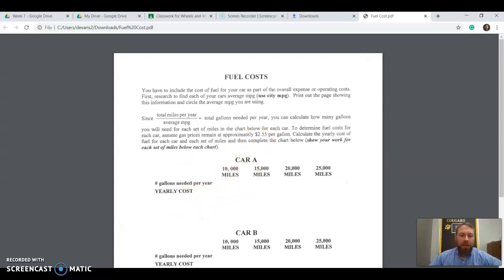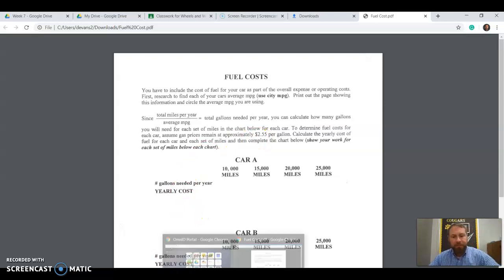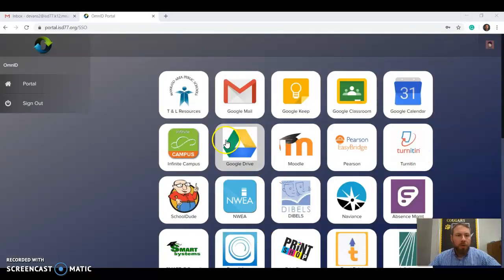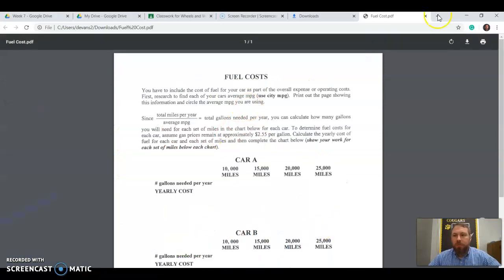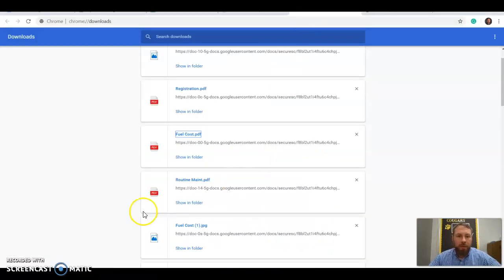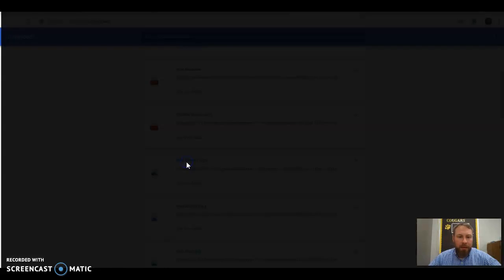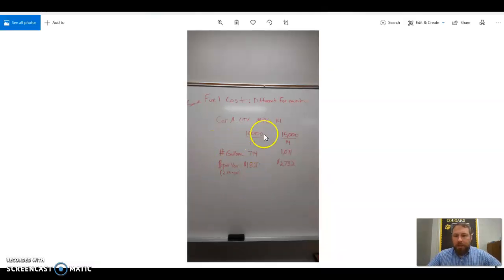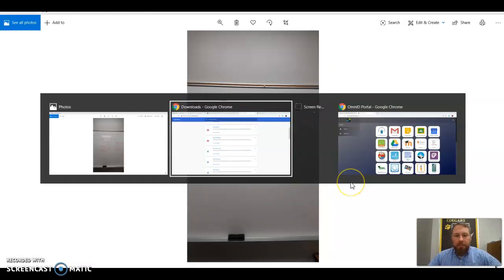Okay, so I used in my example here 14 MPG. All right, so I'm gonna go back here.